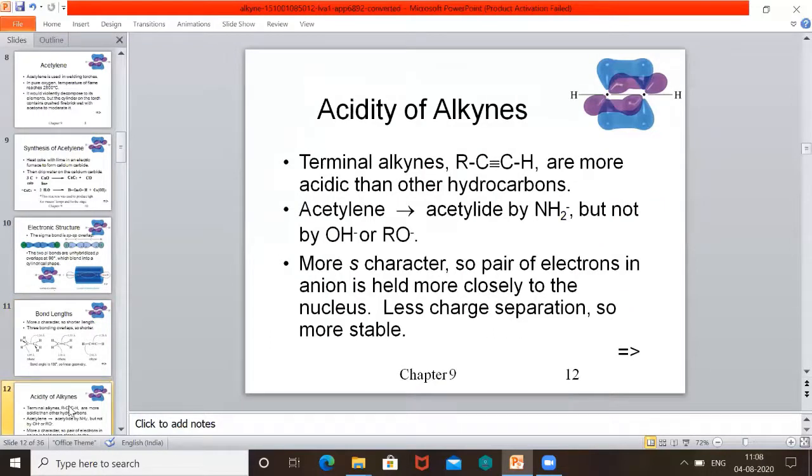And because of the more stability, terminal alkynes are acidic in nature because they can give up a hydrogen ion easily. Acetylene gives acetylide ion. When it reacts with NH2, one hydrogen is released, and substances which can donate a proton are acids. With more s character, the pair of electrons in the anion is held more closely to the nucleus, with less charge separation, so they are more stable.